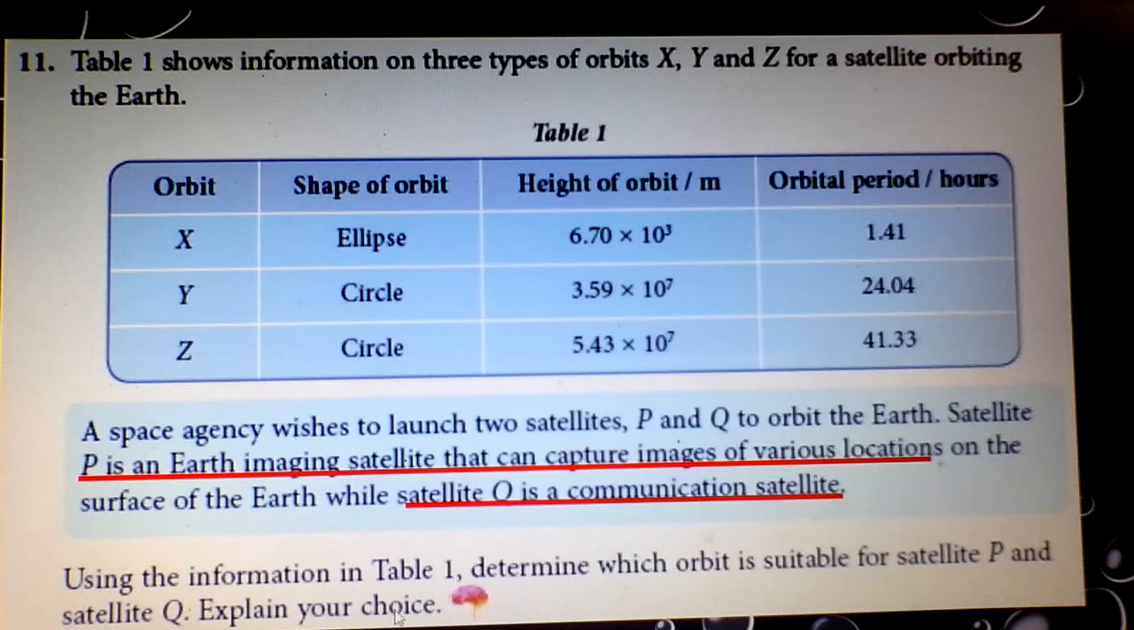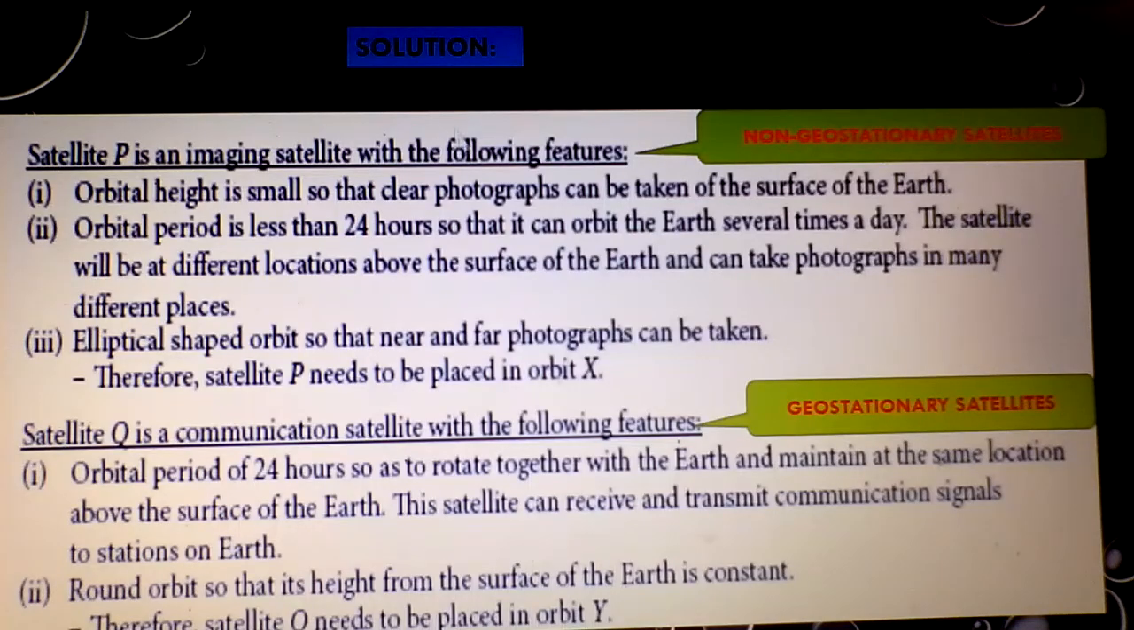Explain your choice. Okay, so remember this one, P, I underlined with the red color here. P is an Earth imaging satellite that captures images of various locations, and satellite Q is a communication satellite. Okay, the solution. So for satellite P, an imaging satellite, with the following features.